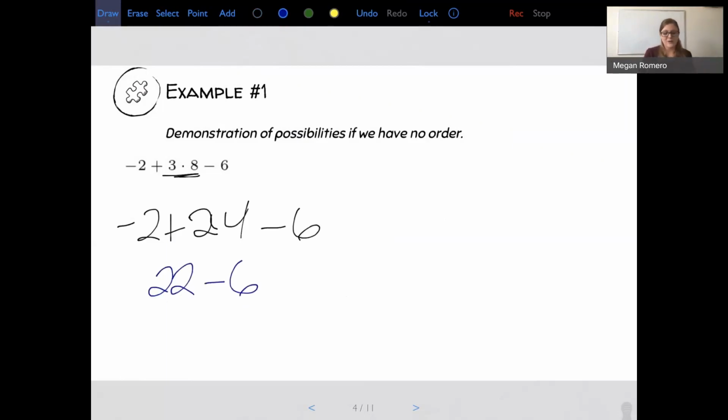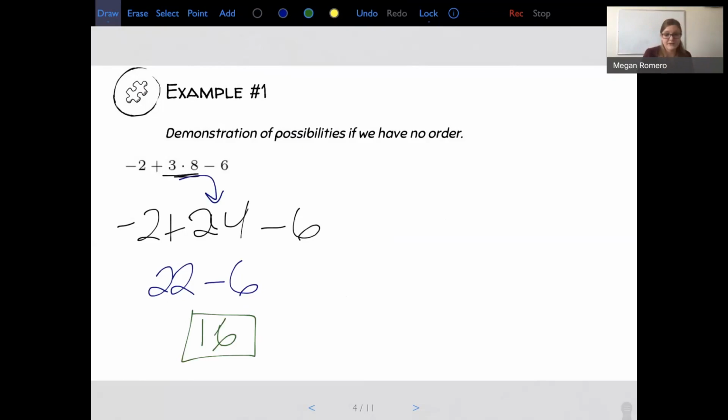You'll notice that what I'm doing here is doing one step and then writing everything the same. For instance, I did 8 times 3 to be 24, and I left the -2 plus and the -6. So when you're doing your work, make sure that you're doing it in an organized way so that you can remember the steps that you've completed. That way, if you go back to look or review, it helps you organize your thoughts. Next, 22 minus 6 would give us 16. So this would be the final correct answer.